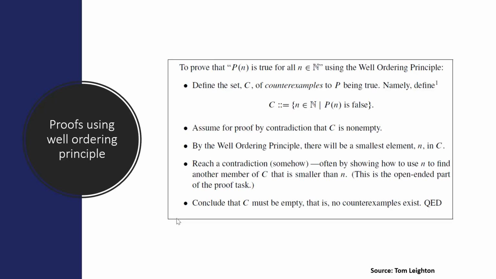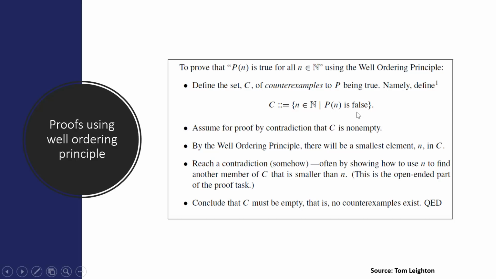Proofs using the well-ordering principle have a few properties. We want to prove that P(n) is true for all n in the natural numbers using the well-ordering principle. The basic approach is to define a set C of counterexamples to P being true. In other words, we define C as the set of all n in the natural numbers such that P(n) is false. Assume for proof by contradiction that C is non-empty, because if it's empty, then we have proved that P(n) is true for all n.